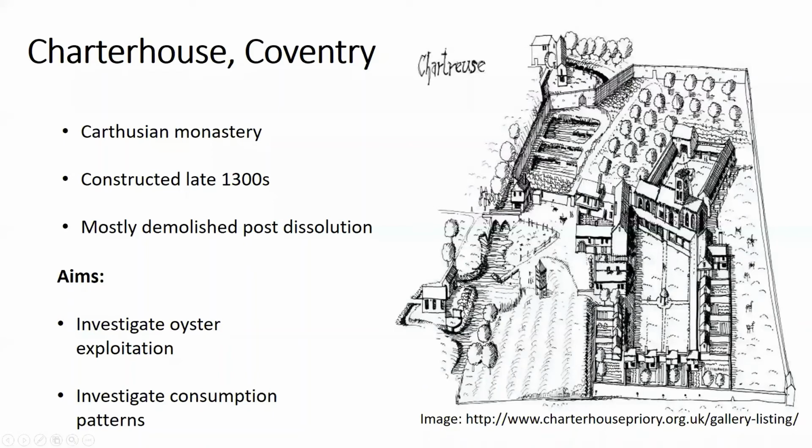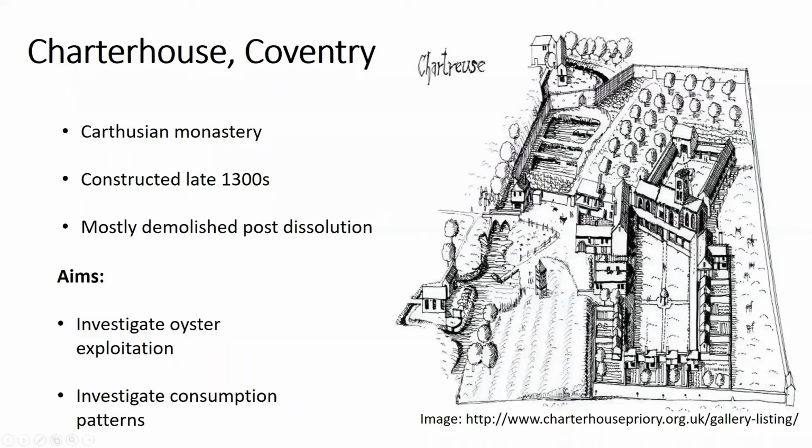My aims for this particular site were to investigate the exploitation of oysters in the medieval period and see if I can detect the development of more advanced oyster fishing practices, whether or not we've got commercialization of oyster fishing in this period. And also I wanted to investigate the consumption of oysters at the monastery. So the Carthusians don't eat meat, but they are allowed to eat fish. So it'll be interesting to see how big a role oysters are playing in their diet.